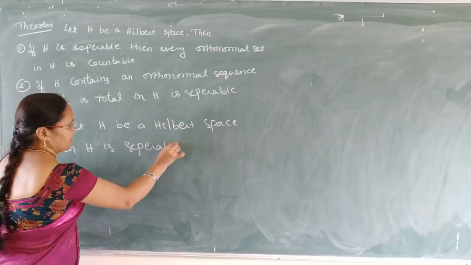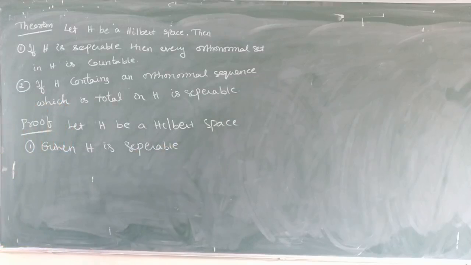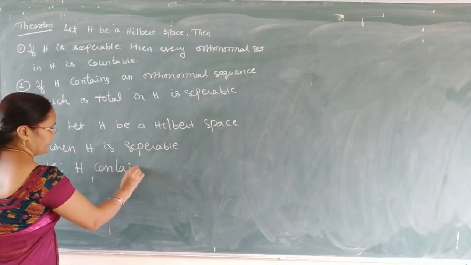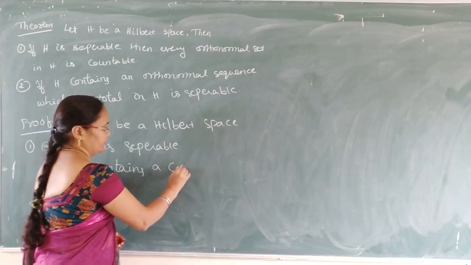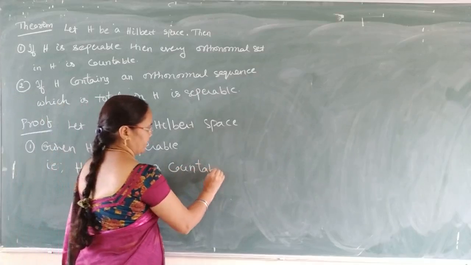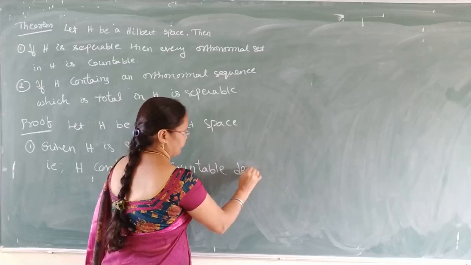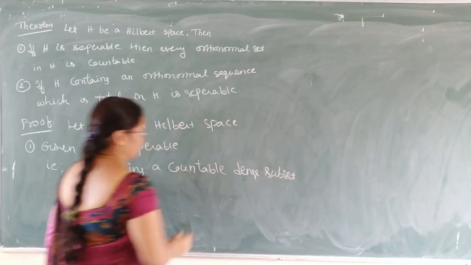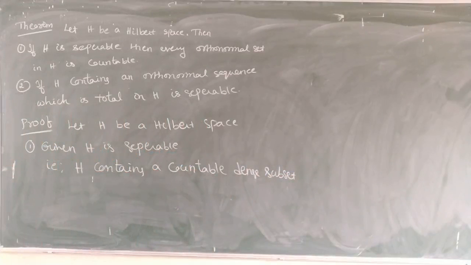What is the separable definition? H contains a countable dense subset. So that is, H contains a countable dense subset. Okay. This is the separable definition.